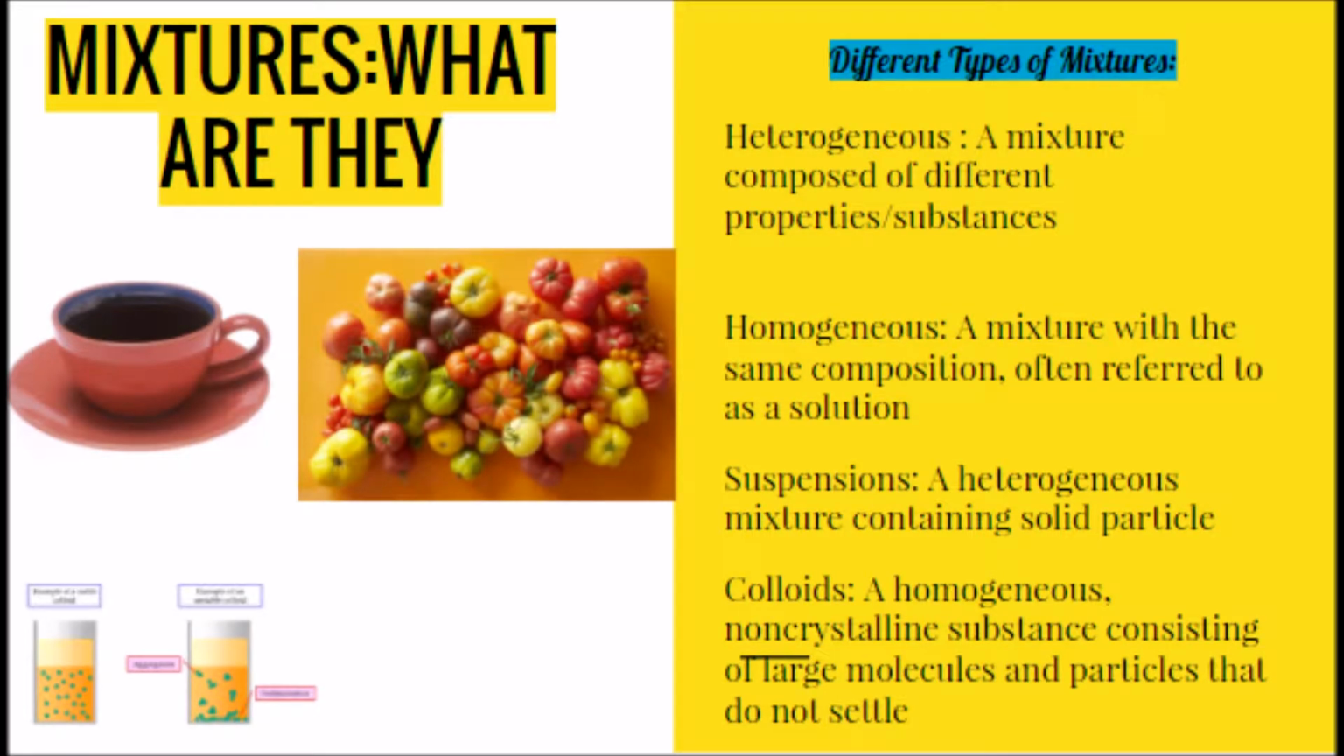Now moving on to what mixtures are. There are 4 different types of mixtures. The first is heterogeneous. It's a mixture composed of different properties/substances. While homogeneous, the second type of mixture, is a mixture with the same composition, often referred to as a solution. The third kind of mixture is called a suspension, and it is a heterogeneous mixture containing solid particles. And lastly, we have colloids, a homogeneous, non-crystalline substance consisting of large molecules and particles that do not settle.